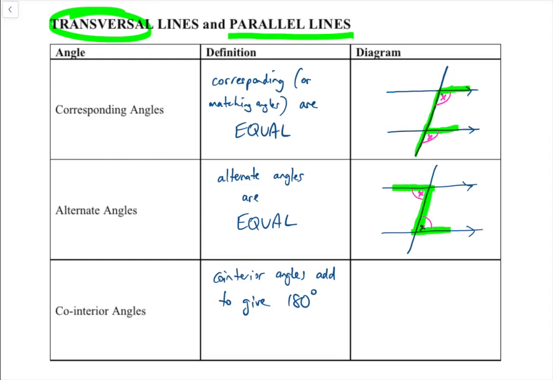For co-interior angles, we have two parallel lines. We have our transversal. And we have two angles. Now I'm going to put one with a cross and one with a circle. And I'll say the cross and the circle, when you add them together, give 180 degrees. And what you're looking for with co-interior angles is a C shape. And the two angles inside the C shape are not equal to each other, but when you add the two angles together, they give 180 degrees.